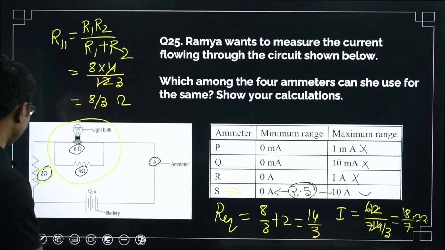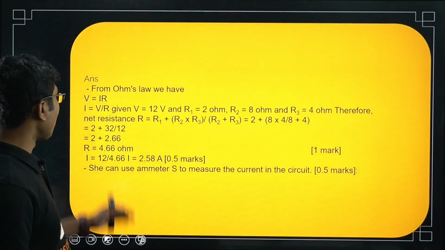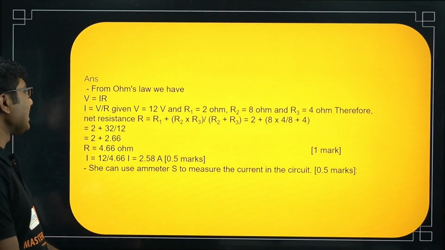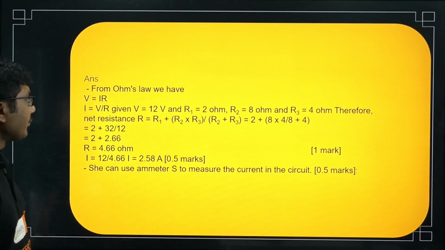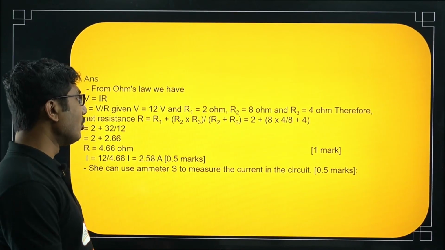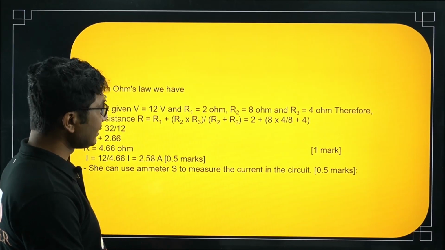Let's see the answer. So from Ohm's law, V is equal to IR, I is equal to V by R, given V is equal to 12 volt, R1 is 2 ohm, R2 is 8 ohm and R3 is 4 ohm.